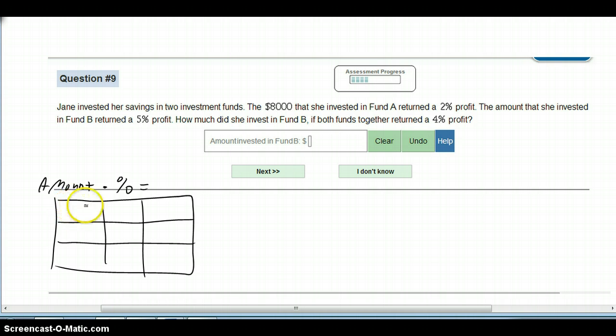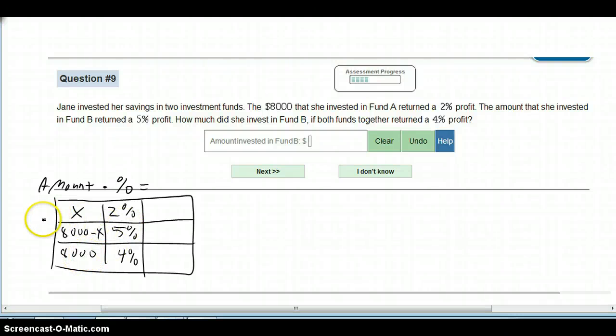So in this case, the amount that we have in the first investment is, I don't know, so let's just call it X. But we do know that's at 2%. And the other part is, how much do I have in the other investment? I don't know that either, but I do know the total here is 8,000. So if I take 8,000 minus X, that is how much will be in that investment, and that is at 5% profit. And we do know the total return was 4% for both.